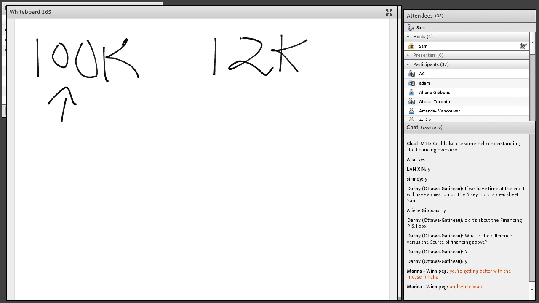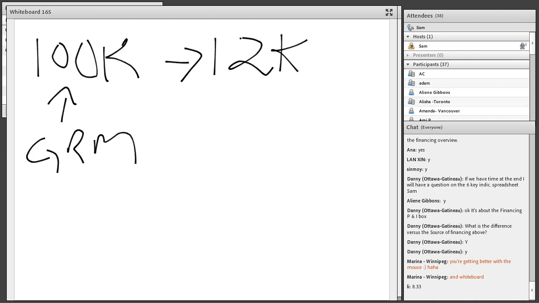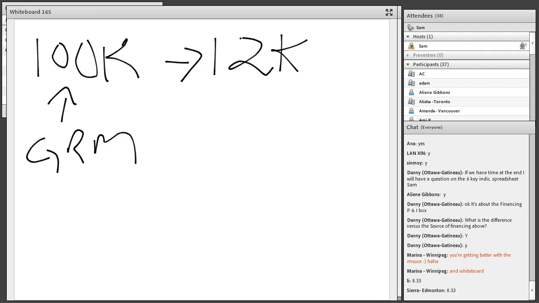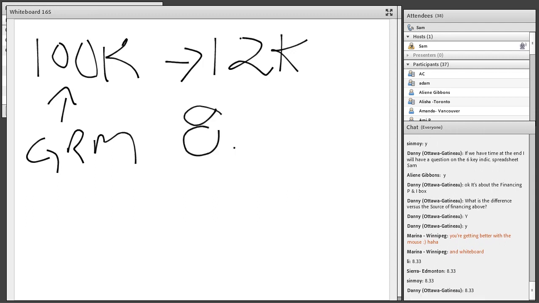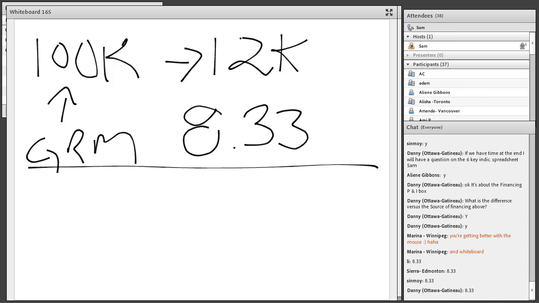So this is what GRM does for you. If I take this 100K and divide it by this 12K, what do I get for a GRM? Everybody should do this calculation, actually. 100K divided by 12K, and it gives us 8.33. Now, we don't know any expenses. All we know is 100K and 12K, the gross rents, and we're trying to get a quick calculation to see if this property has any potential for us.